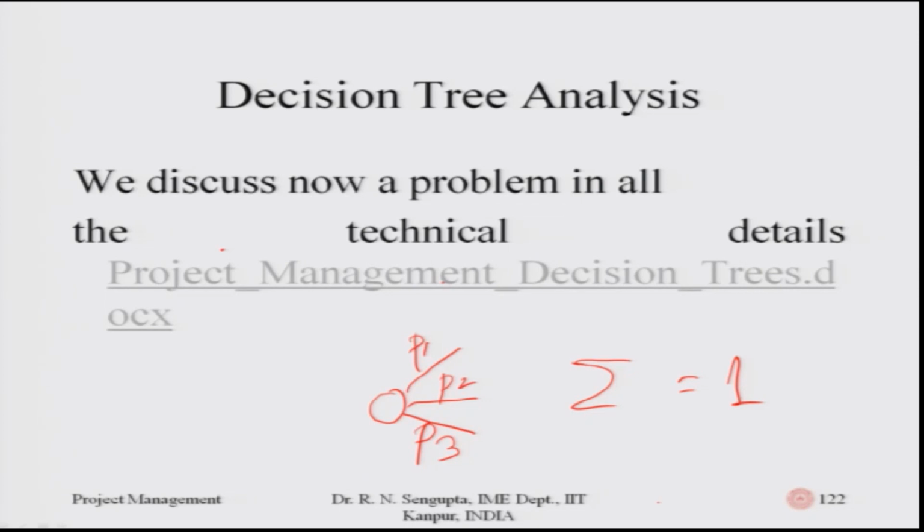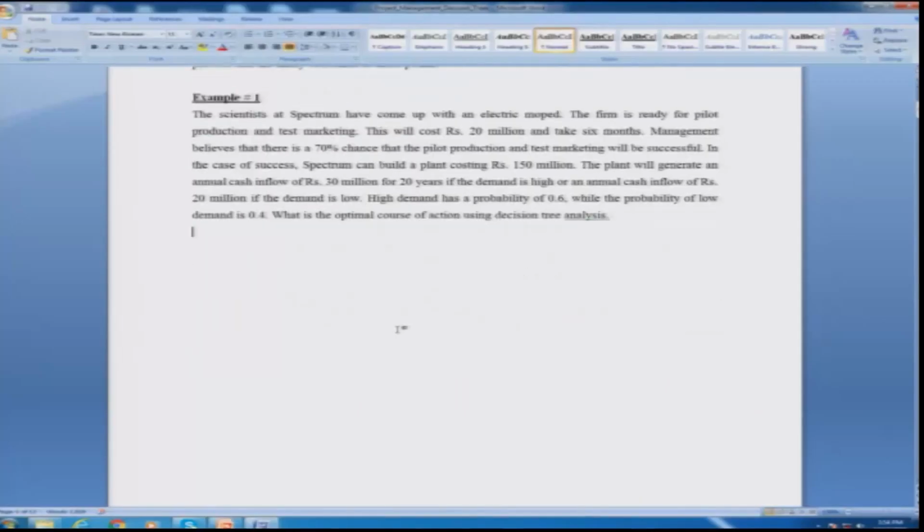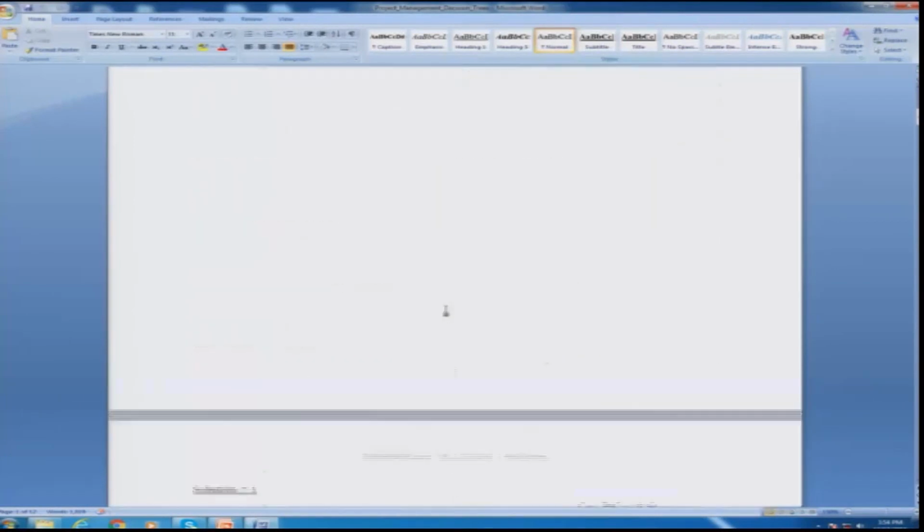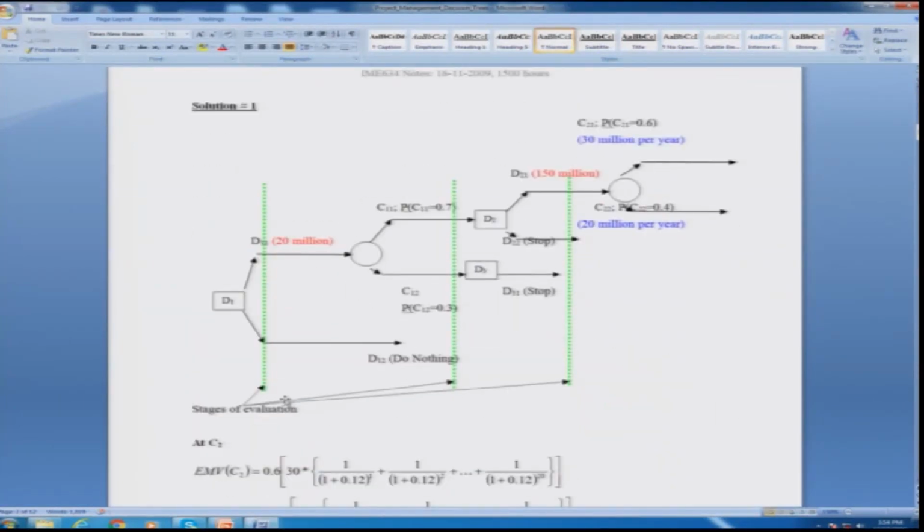So, again let me switch back to the decision tree problem. Now if you read the problem, if you note down on a piece of paper, based on that we will slowly proceed and draw the diagram. So, the diagram is like this. Stages of evaluation, if you remember, are the green vertical lines. So, this is say for example, stage 1, stage 2, stage 3, and the decision is like this: either you go or do not go, that means do not do anything.